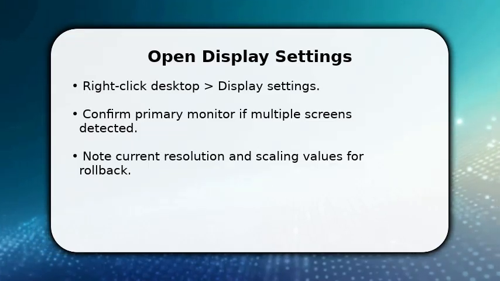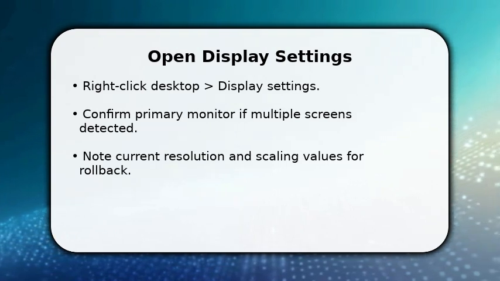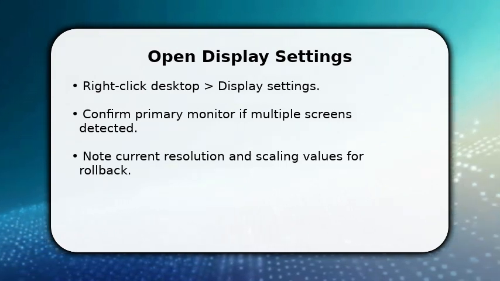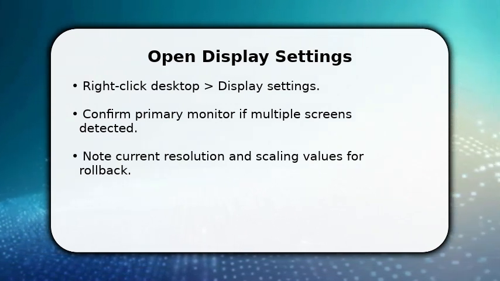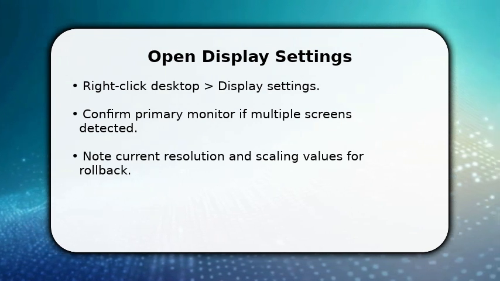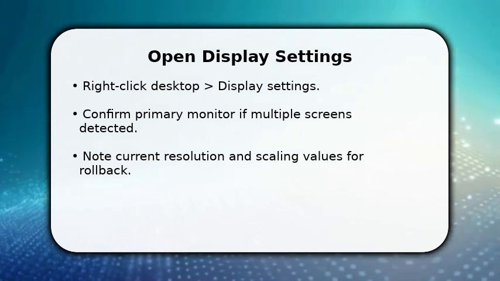You start by opening Display Settings. Right-click the desktop and choose Display Settings so you can change resolution and scaling. Once done, identify which monitor is primary if you have more than one, because changes apply per display.